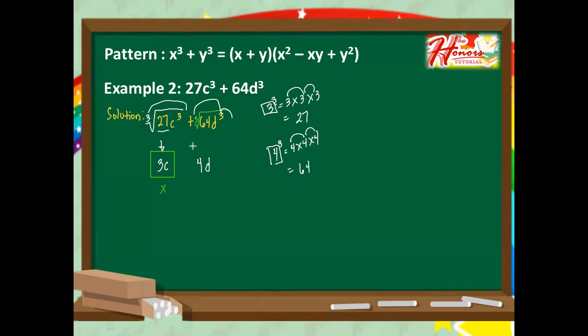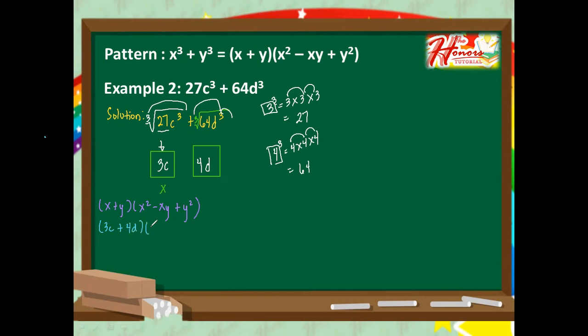So the next thing that we have to do is to substitute the values that we have in our pattern. So let's do it. Copy the pattern first. That's the quantity of x plus y times the quantity of x squared minus xy plus y squared. Let's continue. So what's the value of your x? That is 3c. So we have 3c here plus the value of your y, that's 4d.